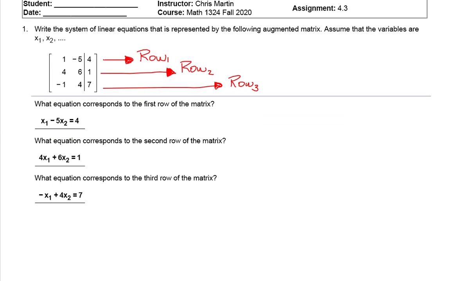All right, in question 1 here, they have the matrix. It's an augmented matrix, so what they want us to do is rewrite this back with x's and y's. So here's row 1. That's 1x1 minus 5x2. See, they're not calling it x and y. They're calling it x1 and x2. Equals, so the vertical line is equals 4. 4x1, 6x2 equals 1. Minus 1x1, 4x2 equals 7. So they just wanted us here to take the augmented matrix and write it back as a series of equations.